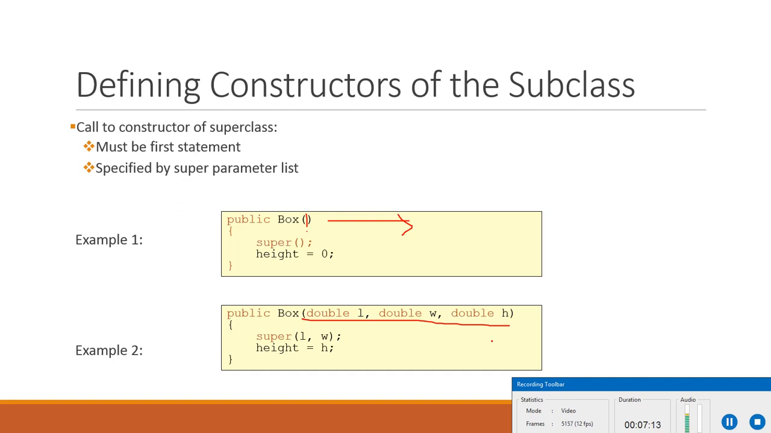Now how to call the constructors of the parent class from the child class? We always use the super keyword to call the constructor of the parent class from the child class. So you can invoke a constructor of the parent class within the definition of the derived class constructor. In the derived class constructor, you can call the parent class constructor.